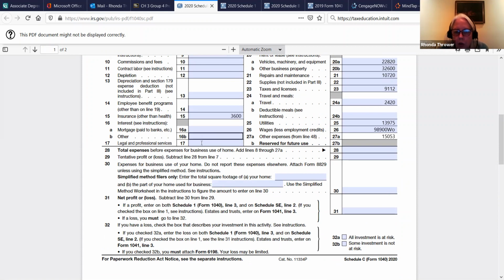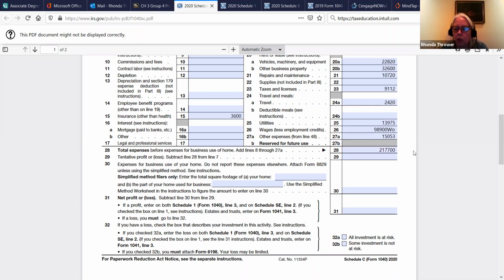And then you're going to total the expenses on line 28. What you would do is add all these expenses up, and it should be 217,700. That's correct. 217,700 goes here.